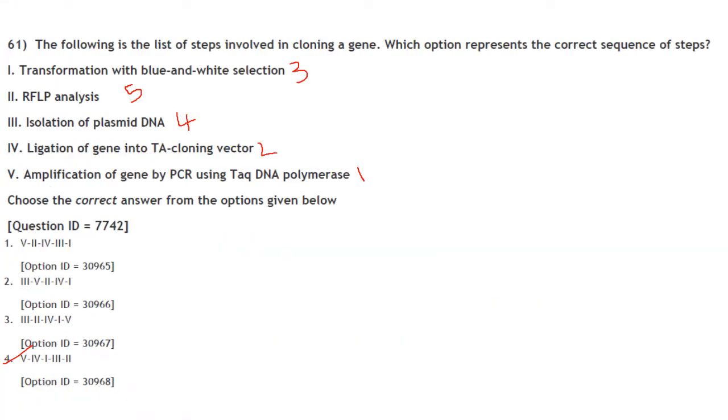Then the following is a list of steps involved in cloning a gene. Which option represents the correct sequence of steps? So the first one is amplification of the gene by PCR using Taq DNA polymerase. Then comes ligation of the gene into a TA cloning vector. Then comes transformation with blue and white selection. Then comes isolation of plasmid DNA, and then comes the RFLP analysis. So the answer here is 5, 4, 1, 3 and 2. So answer is option 4.